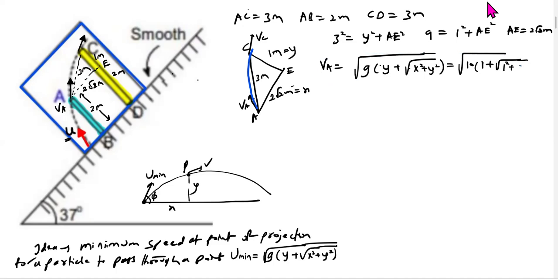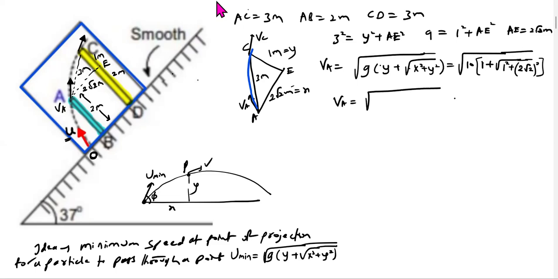I'll write all the things clearly. This will be 2 root 2 whole square. Okay, we'll simplify this. Speed of the particle when it is grazing the plate AB. What is VA? Speed of particle at point A when it is grazing the plate AB, and that is what we are calling VA.